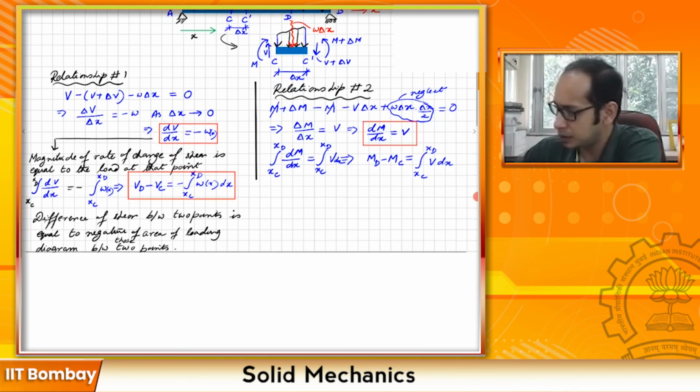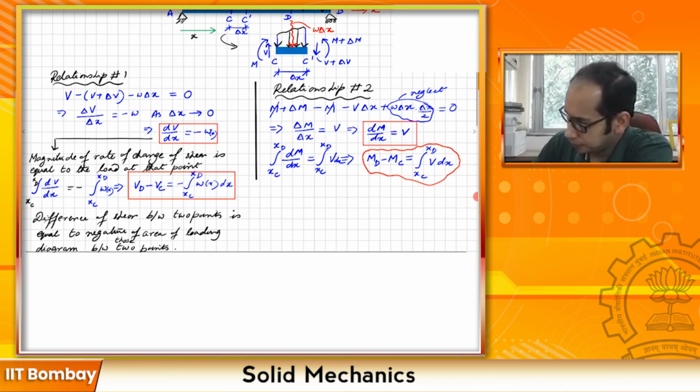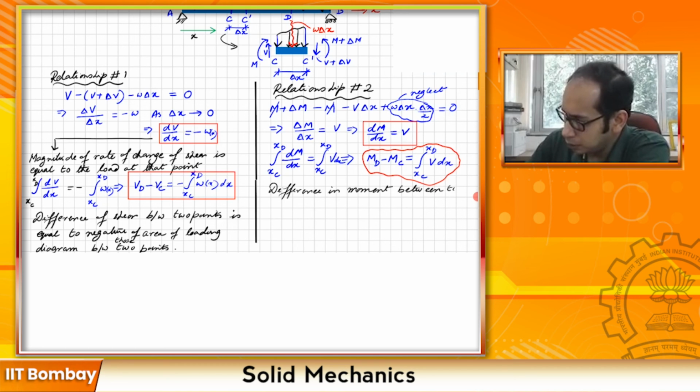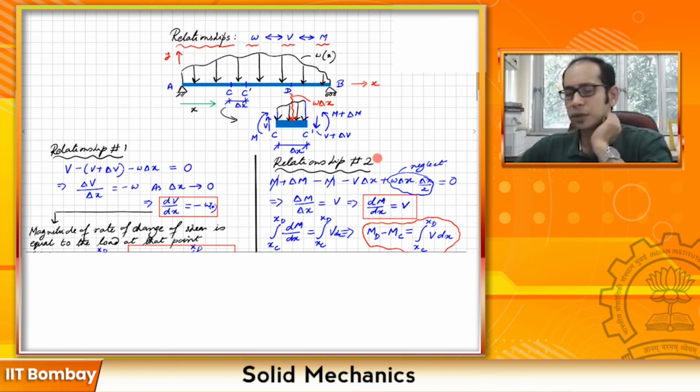So essentially this takes you to another important relationship that you get over here: the difference in moment between 2 points is equal to the area of the shear force diagram between those two. So these are the first two relationships that we saw.